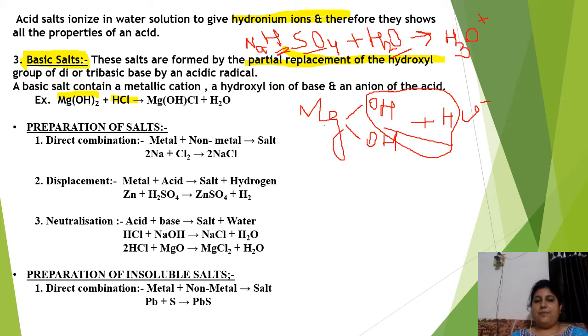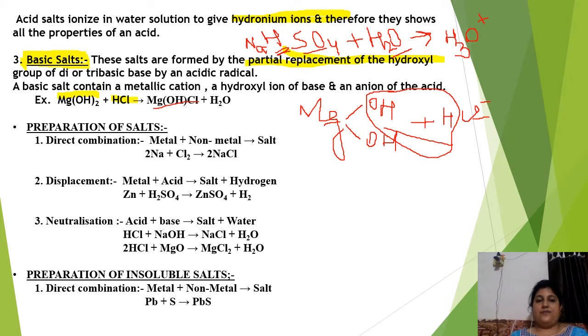Now what happened here? One valency of magnesium gets free, and here chlorine also requires one, so it will get attached with magnesium. In this way, magnesium gets satisfied, and one OH ion is present over here. So these types of salts are known as basic salt.